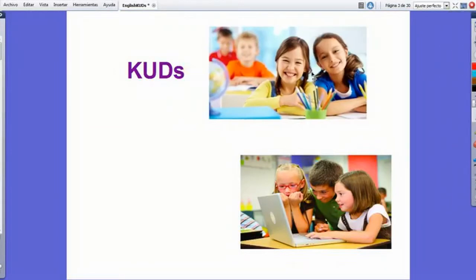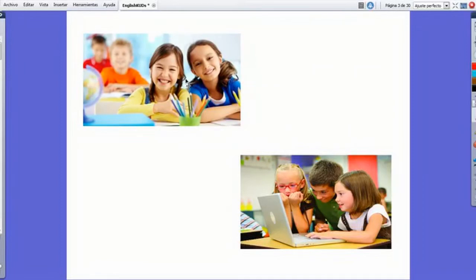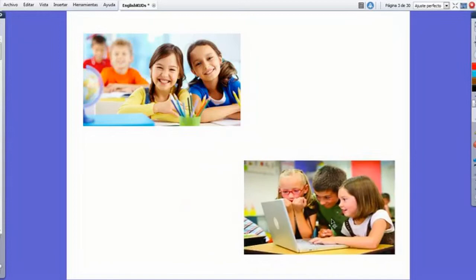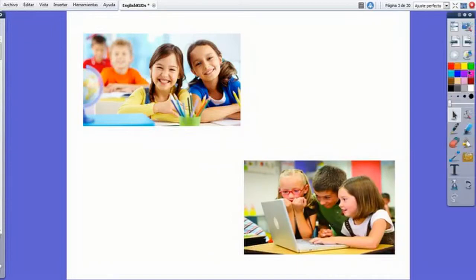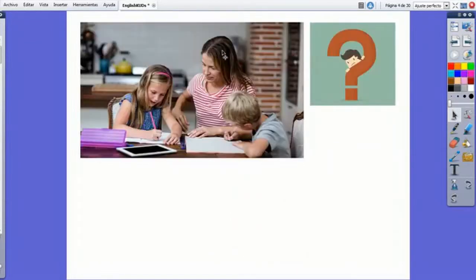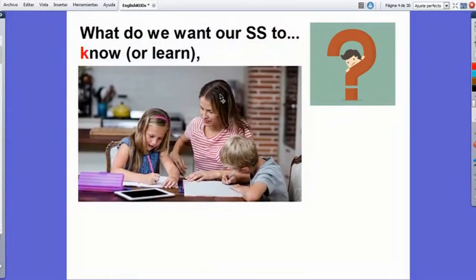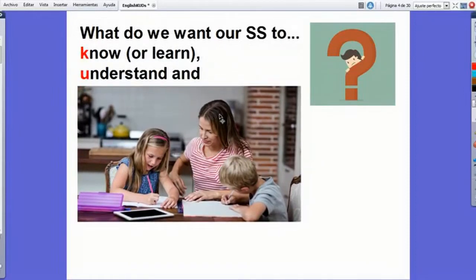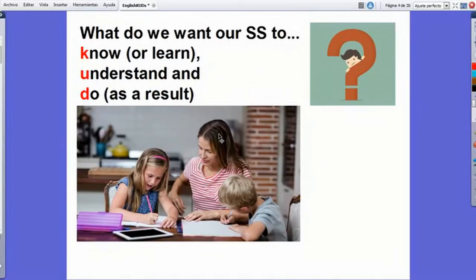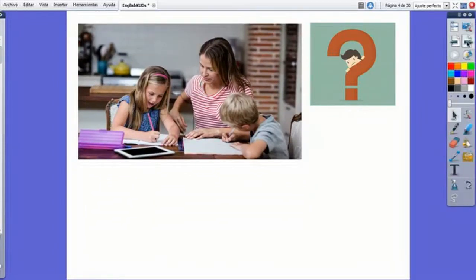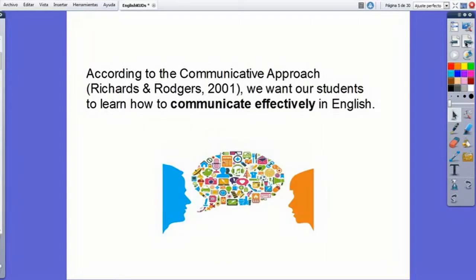What are our objectives? And what do we understand by objectives? That is to say, what do we want our students to know or learn, understand, and do as a result? According to the communicative approach, we want our students to learn how to communicate effectively in English.